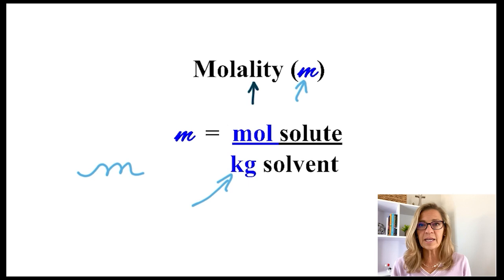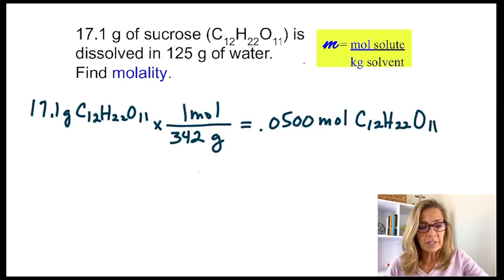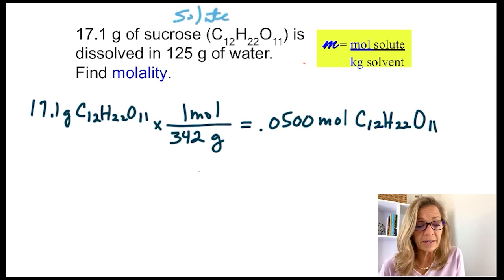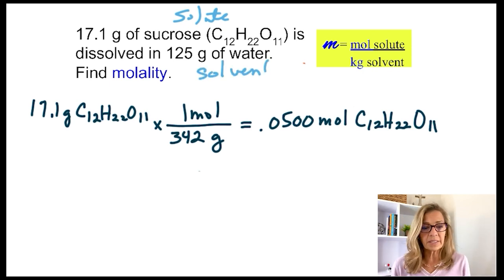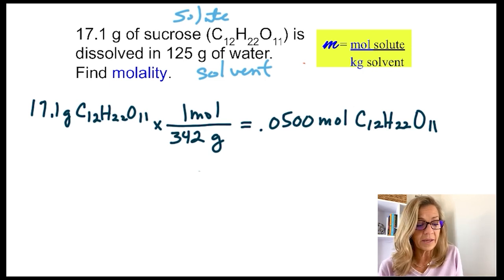So let's look at an example here. I've got sucrose in water, and so sucrose is my solute, and then the water is my solvent. Okay, so remember, the solute is little and cute, the solvent big as a tent. So the small one is the solute. So I've converted into moles of sucrose, and then to get the molality, all I need to do is take my moles and divide by kilograms.